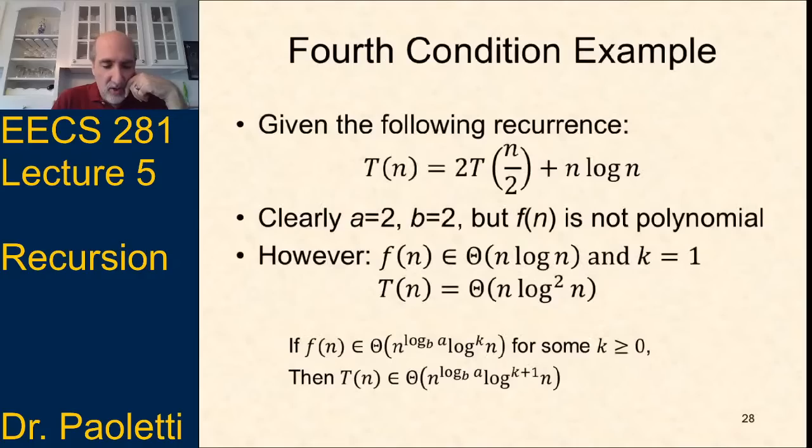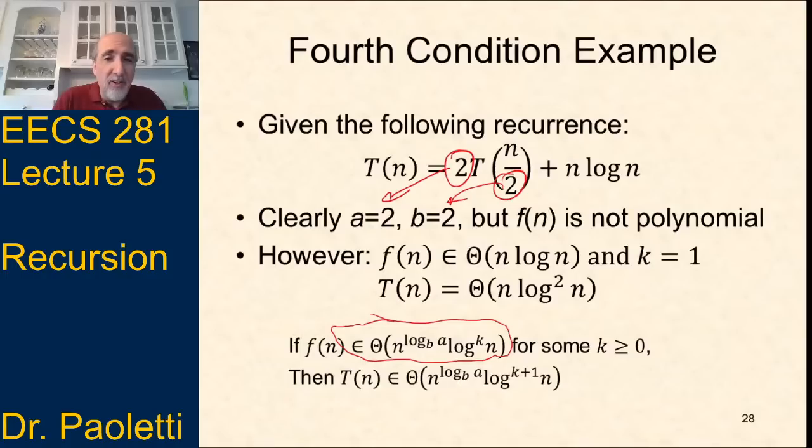Okay, so here's an example of the fourth condition in use. I've got T(n) = 2T(n/2) + n log n. So my f(n) is clearly not polynomial, but does it fit the fourth case? Well, a is equal to 2, so that's a right here, b is right there, so I've got a and b. And I've got to know, remember down here at the bottom, is f(n) big theta of n to the log base b of a power?